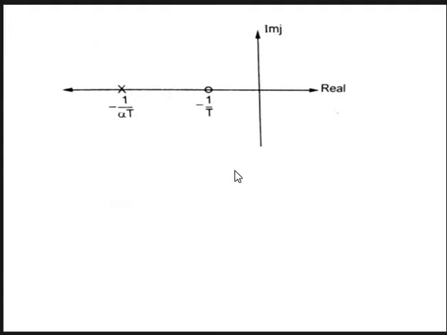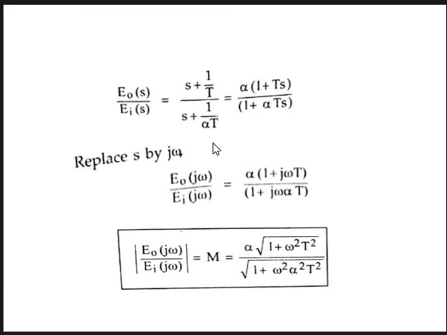So now I want to locate these poles and zeros in the S plane, with the real axis and imaginary axis. The zero is at minus 1 by T, the pole at minus 1 by alpha T. Now I want to calculate the magnitude and phase formulas. The magnitude formula M is E naught of S by EI of S. In terms of S, we can replace it with j omega and simplify this equation.